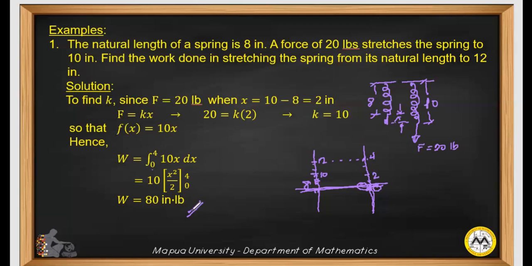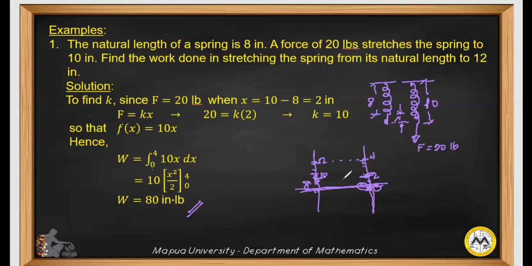Now what if the question is find the work done in stretching a spring from 10 to 12 inches. So if it is from 10 to 12 inches, then the limits of integration will go from, equivalently, 10 is 2 units here. Therefore, the limits of integration will be from 2 to 4. Is that clear?